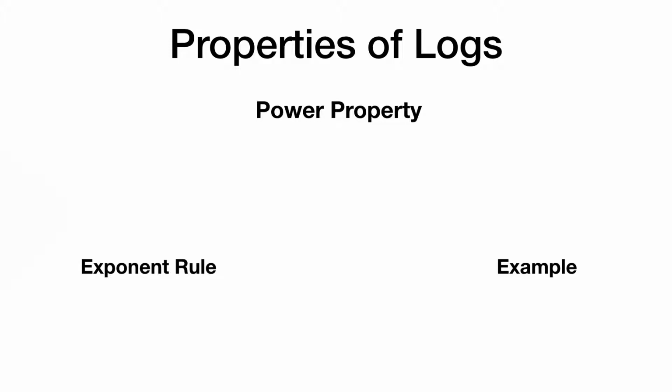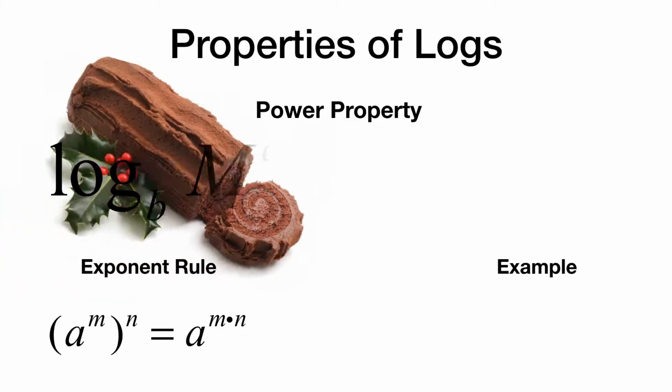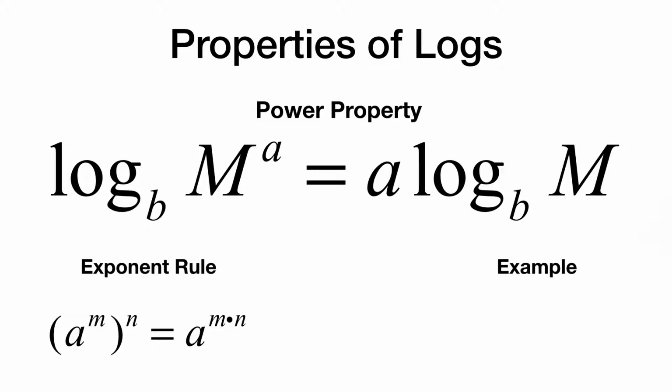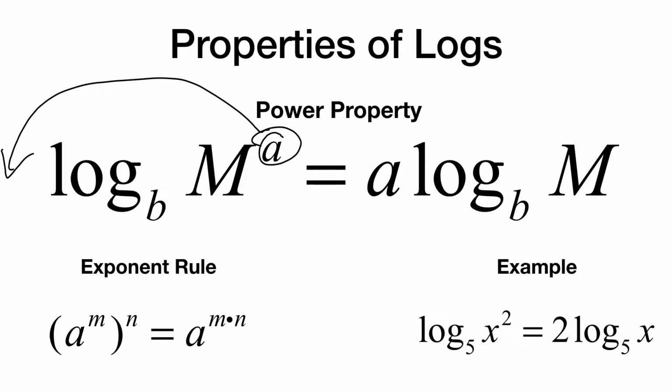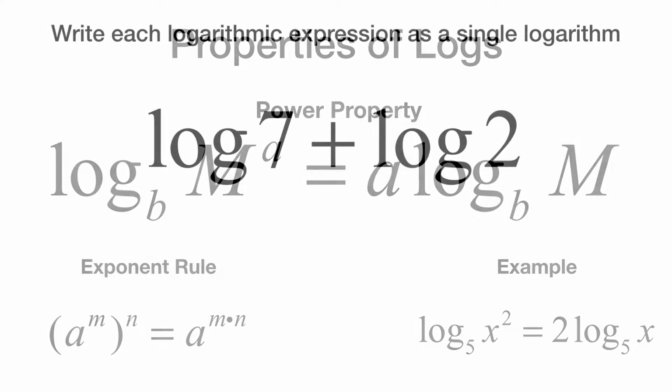Now we're going to talk about the power property. In exponents, if I said x cubed to the 5th power, it was x to the 15th. A to the m to the nth power is a to the m times n power. So in this case, the big thing is if I have a power like m to the a, that a goes out in front. So if I say log base 5 of x squared, it's 2 log base 5 of x.